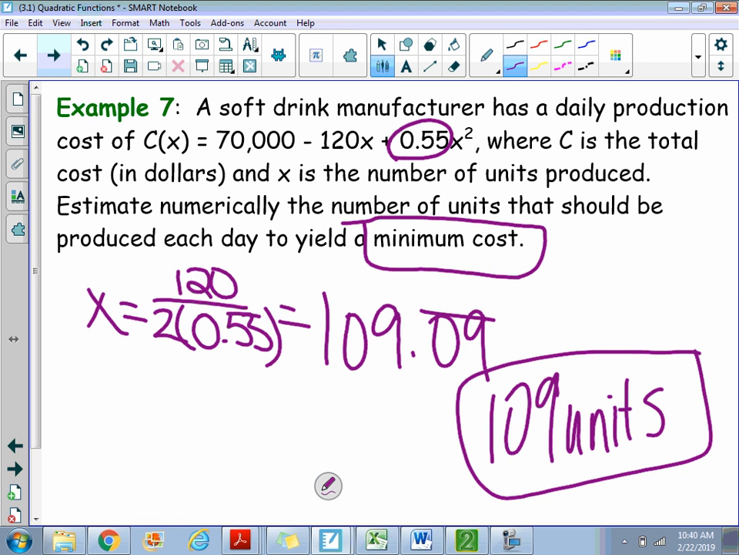You have to be able to read the problem, decipher what X is and what f of X is, and figure out which answer they want. Would it be 110 because you can't have 0.09? You can't have 0.09, but remember we want a minimum cost. So if you plugged in 109 and you plugged in 110, the cost is going to be less with 109 than 110. Okay. Questions?